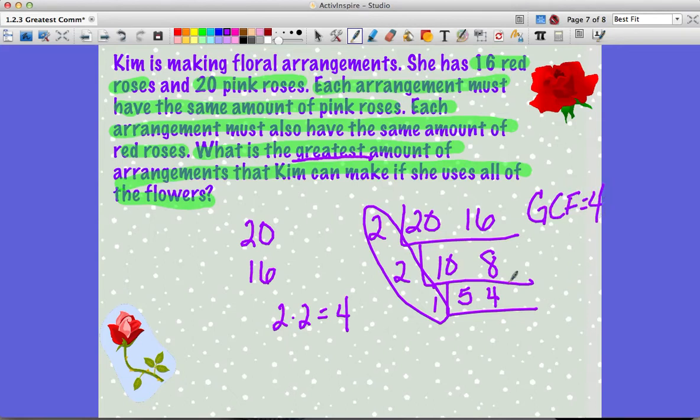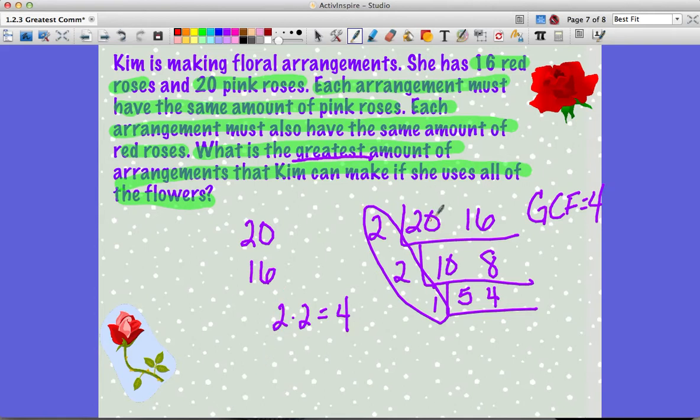But that's not where we stop. The greatest common factor is now going to help us decide how many of each of these I'm going to put in a group. Okay, so in this case, this is my answer because it says what is the greatest amount of arrangements that Kim can make if she uses all of the flowers. So what this shows us is if she makes 4 arrangements, that's the most arrangements that she can make using all the flowers, because both 20 and 16 can be divided by 4.